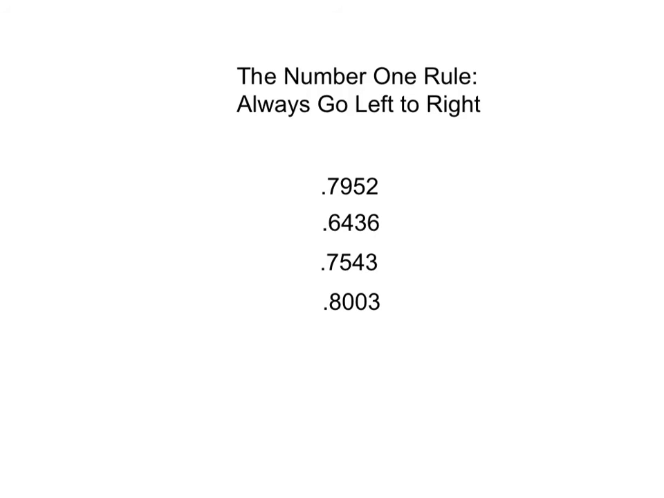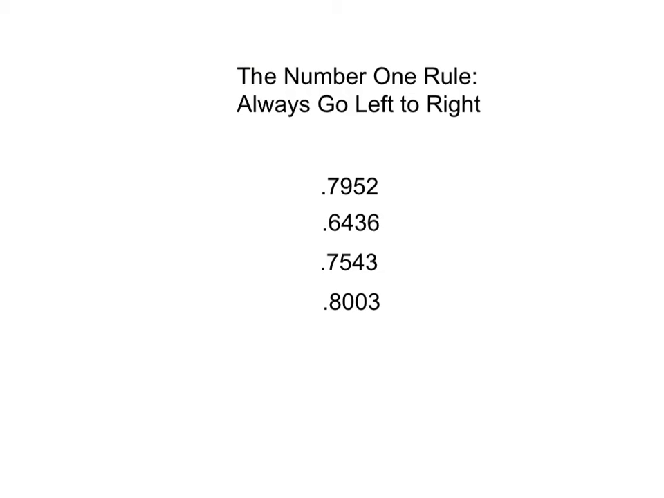Now that we have successfully completed one of these problems on our own, let's try one that's a little more difficult. Looking at the 4 numbers that we have: 0.7952, 0.6436, 0.7543, and 0.8003. Looking at these numbers, how will we ever put them in the correct order? Well, don't be worried. We have our number 1 rule that will guide us right through this problem.